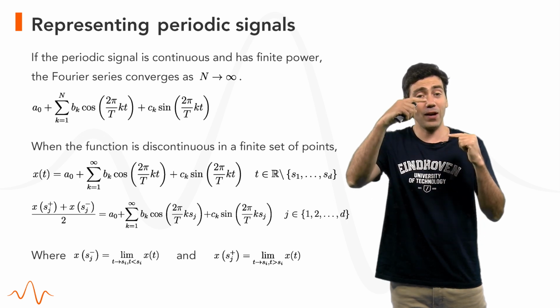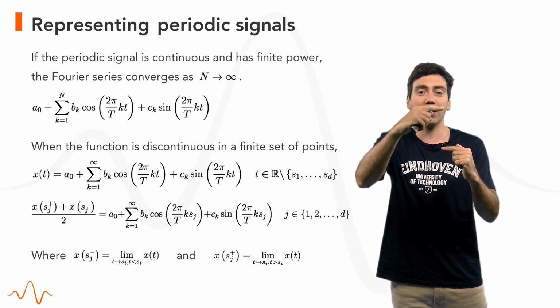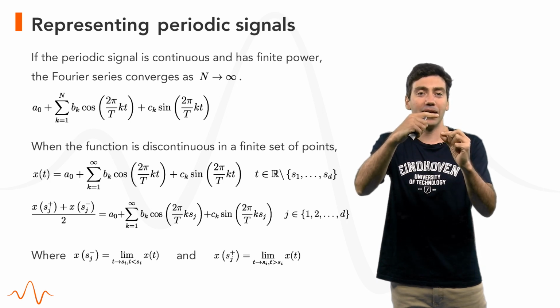So if we have, for instance, a rectangular function between 0 and 1, the Fourier series will converge to 1 over 2 at the point of discontinuity.